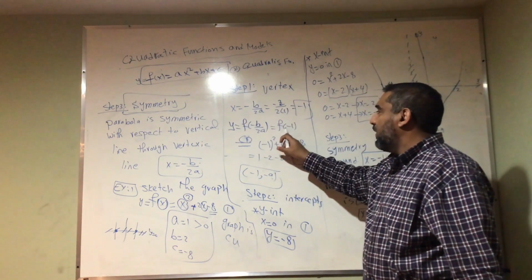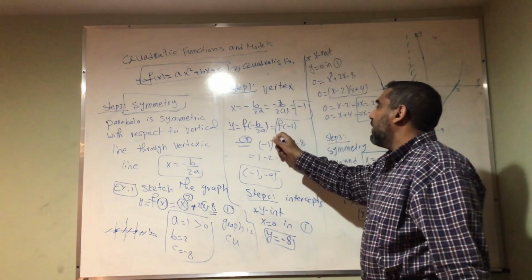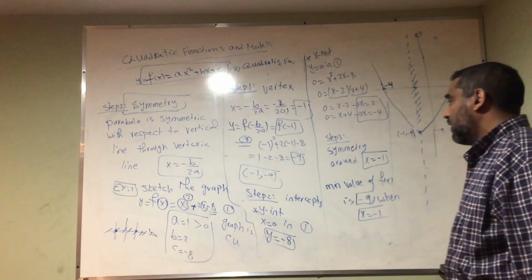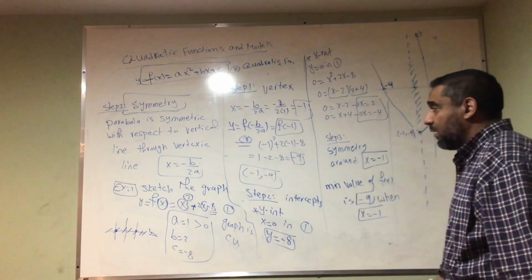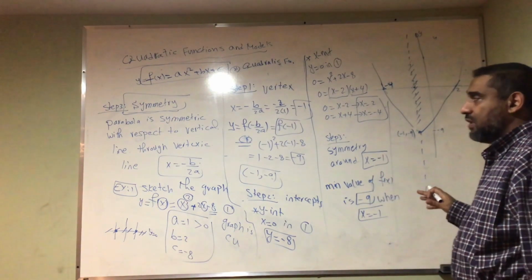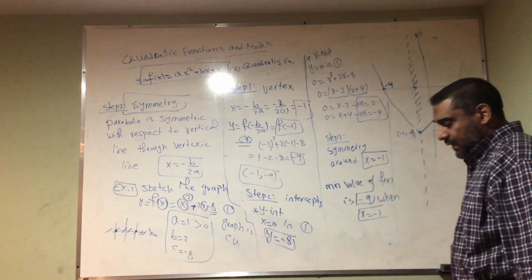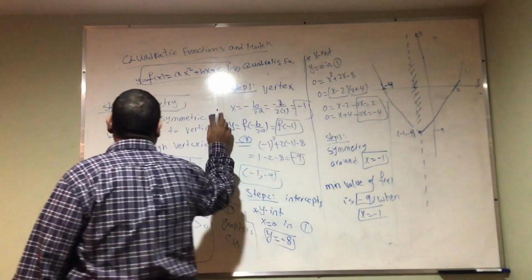What is the value of f at -1? That is your minimum value, which is -9. So the minimum value here is -9 when x equals -1. All right, guys? So that is the way to sketch the graph and to find the minimum or the maximum.